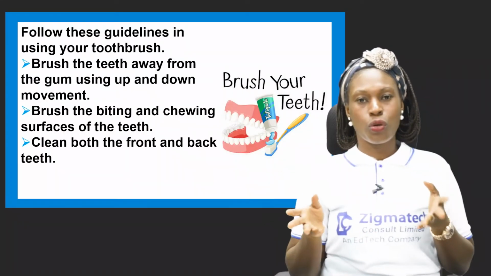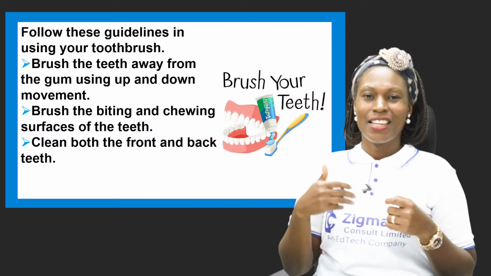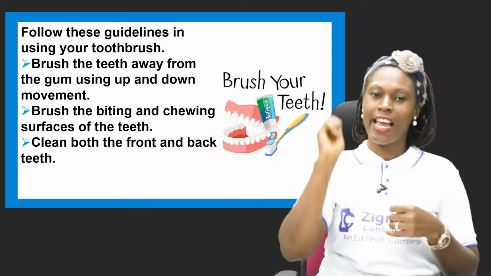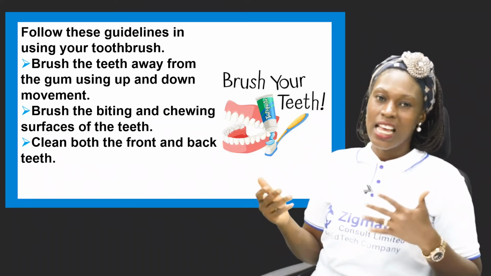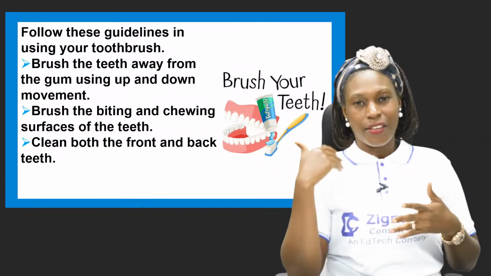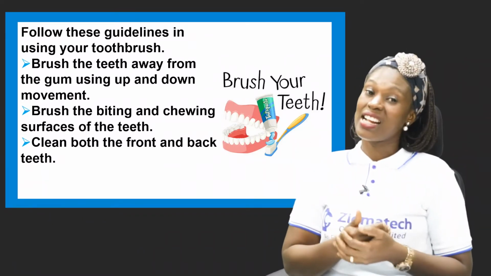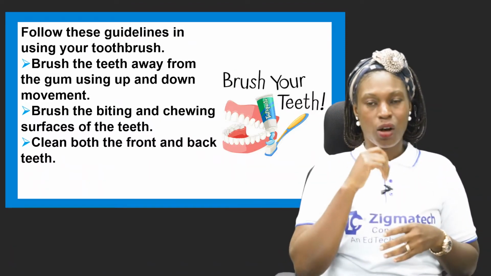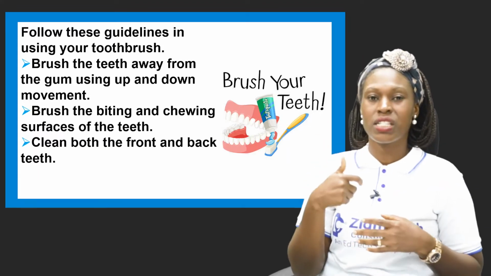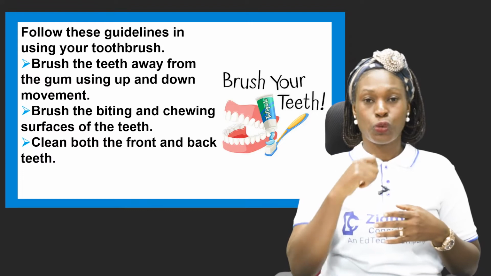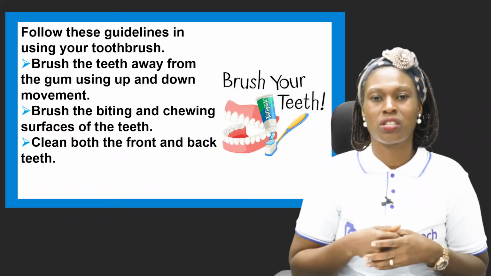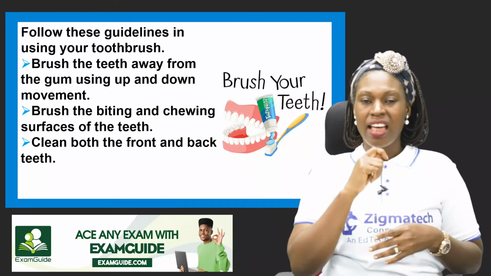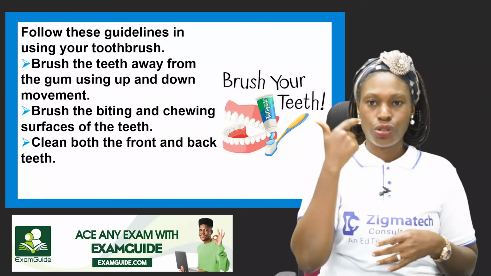Now, there are some guidelines you need to follow when you need to brush your teeth. Now, there are some steps. A whole lot of us, we don't know how to brush. We just pick the toothpaste and then we're going here, going there in a very disorderly manner. So there are ways and steps you should follow, guidelines when you need to brush your teeth. The first thing is to brush your teeth away from the gum using the up and down movement. Okay, the gums are very, very delicate. So if you're just brushing and brushing, you could actually get it injured, and you need to be very careful. So you just go up and down, and brush your teeth.